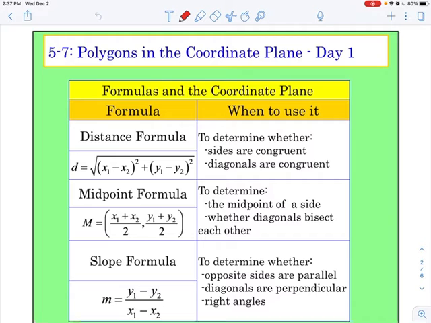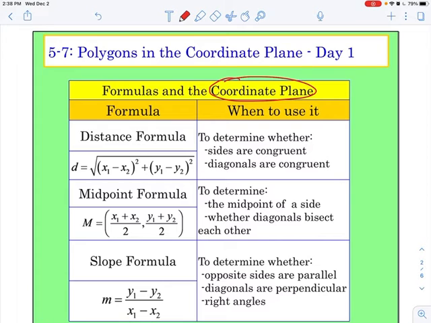Okay, so what you're looking at now, again, is just formulas on the coordinate plane that you've seen before. The first one that we have is the distance formula, which again is D equals the square root of x1 minus x2 squared plus y1 minus y2 squared. When would you use the distance formula in the coordinate plane? Again, coordinate plane is on a graph, to determine if your sides are congruent or diagonals are congruent.